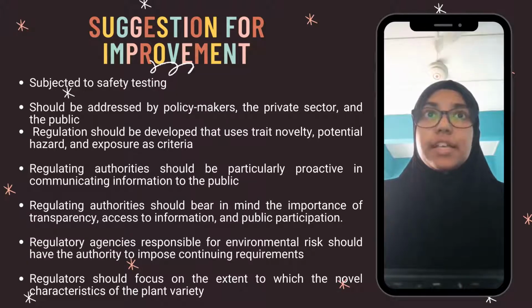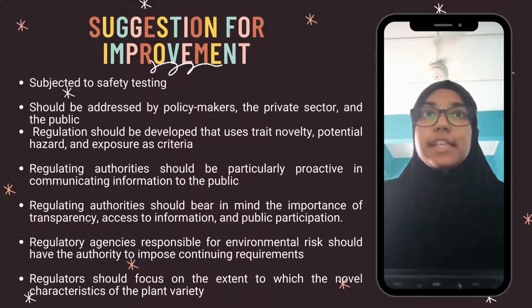The next point is regulating authorities should bear in mind the importance of transparency, access to information, and public participation. Information such as confidential business information or other legal grounds must not be excluded from public disclosure, as this would ensure that exemptions are as narrow as possible.